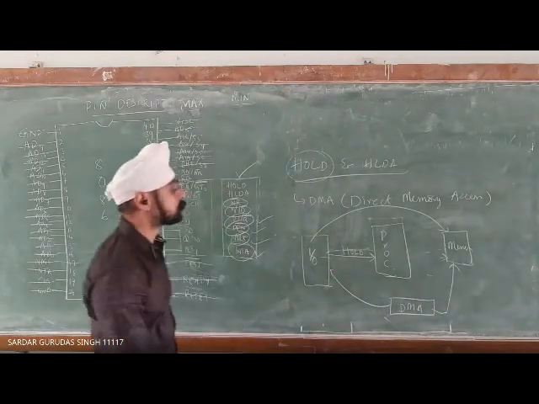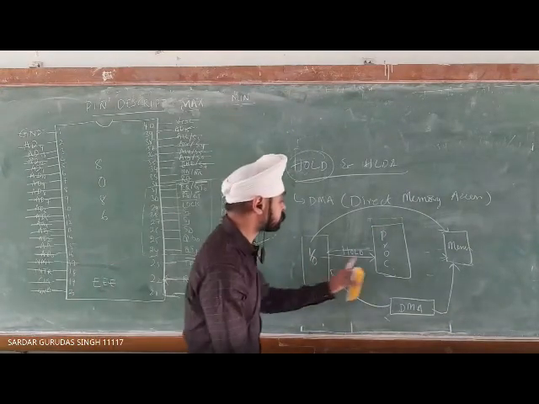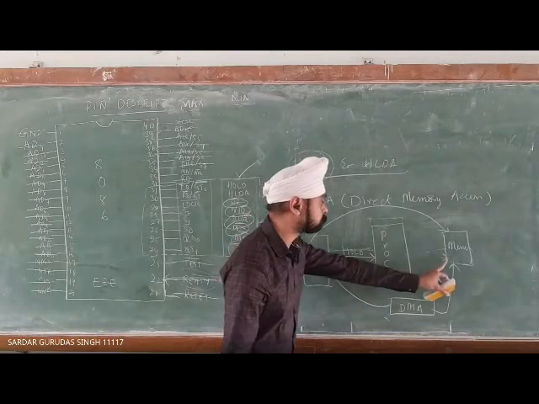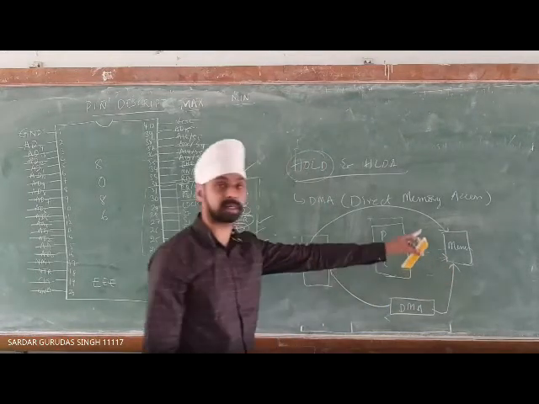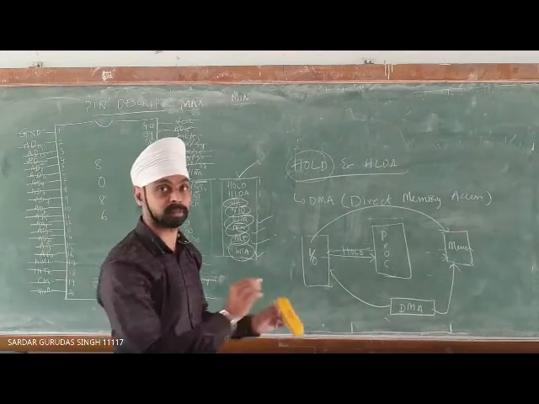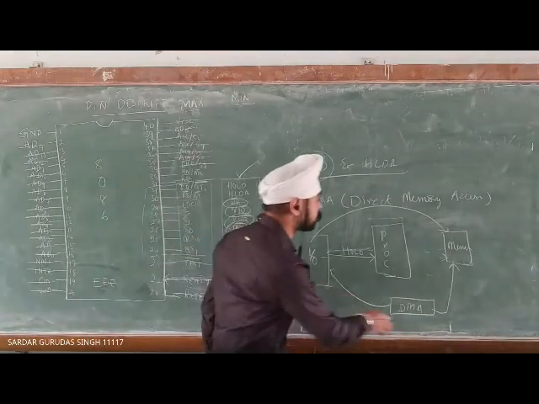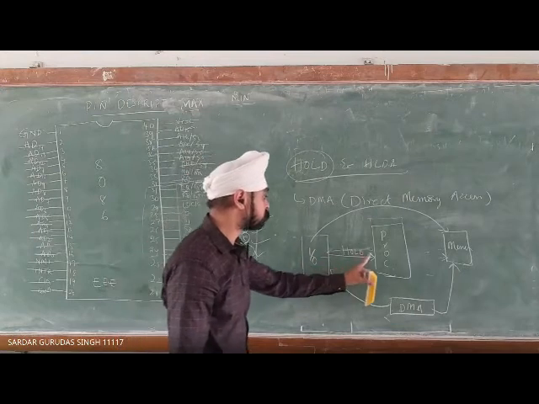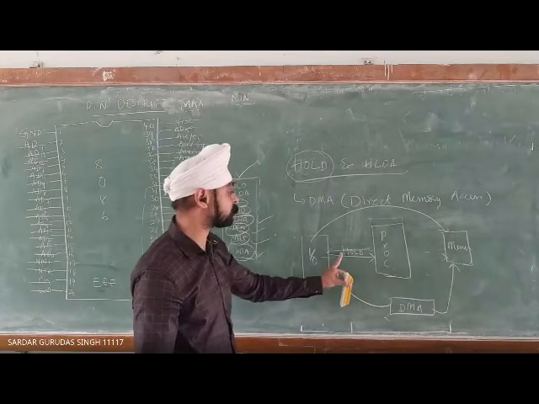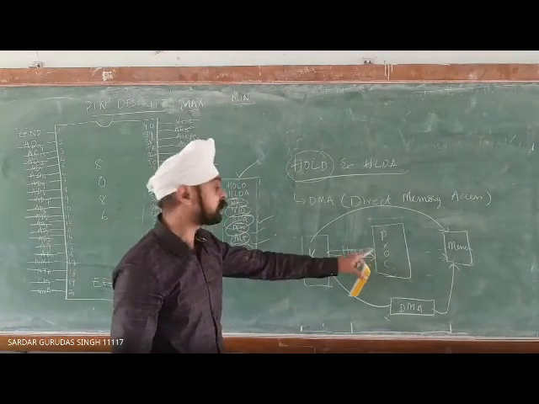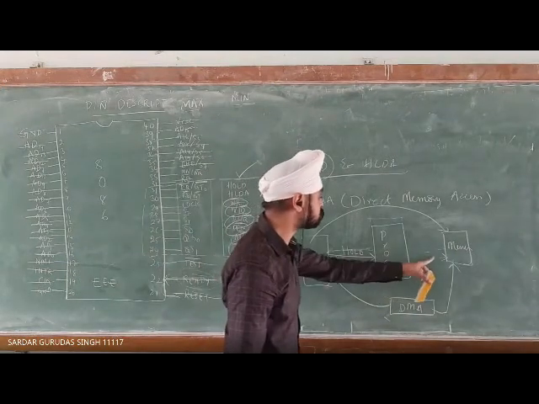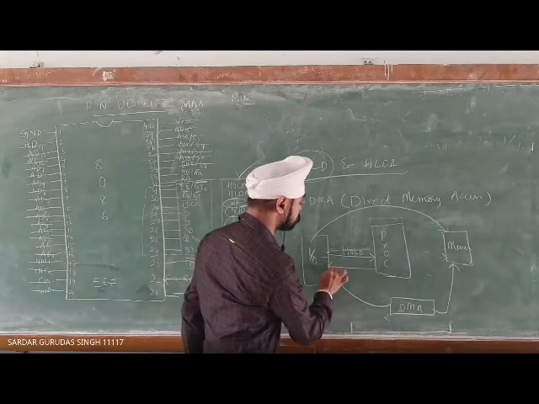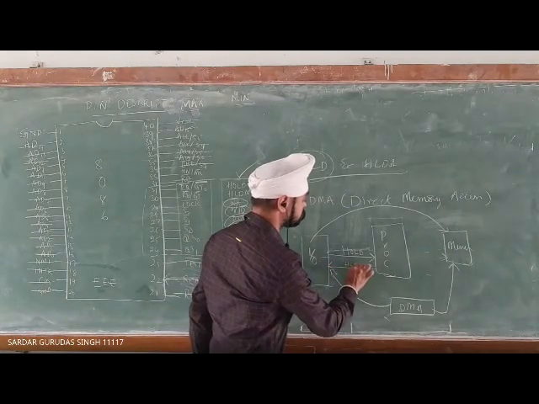Hold. This IO is sending a request to the processor: I want to access memory, please give me the system bus. I want the system bus so that I can access the memory. That request is sent to the processor by means of a signal, HOLD. If the processor is ready to give the system bus to this IO, then it will send a signal HLDA.